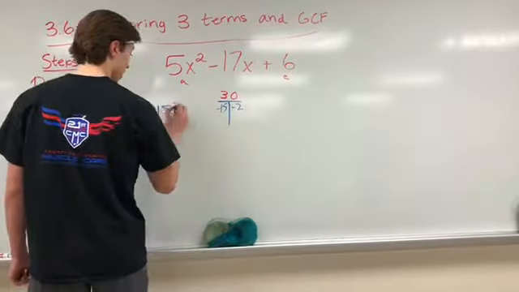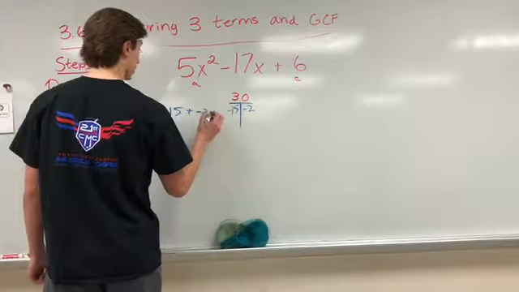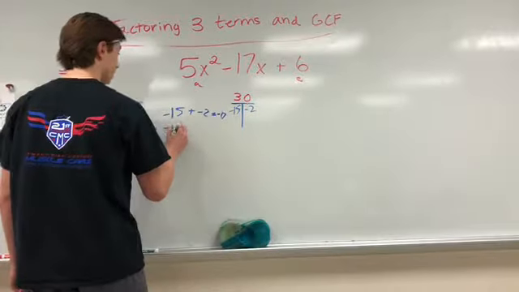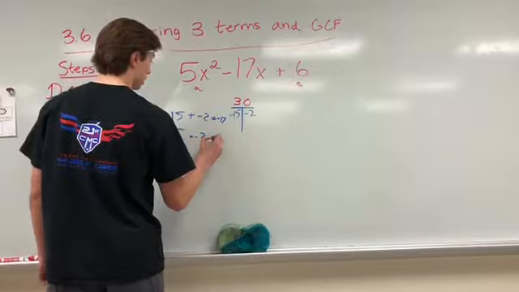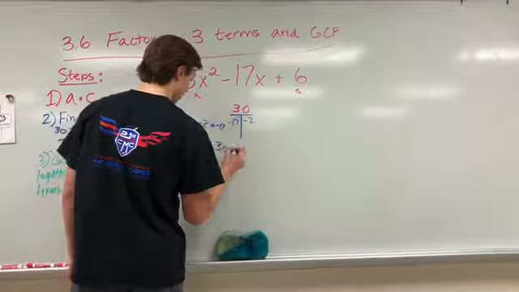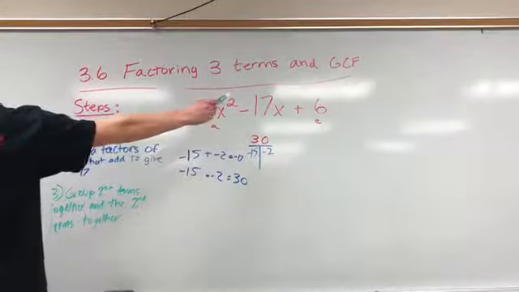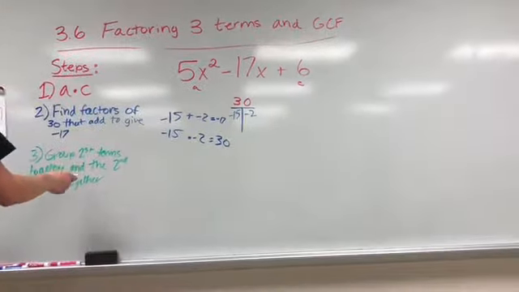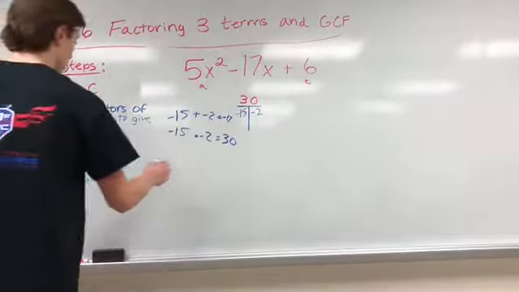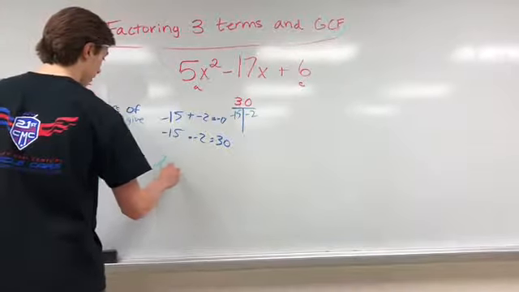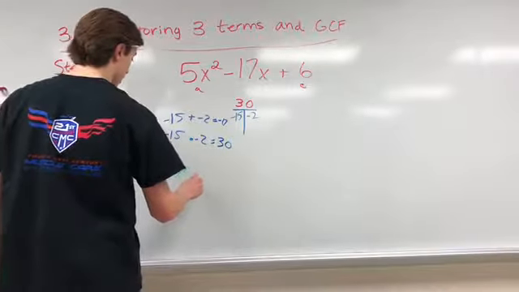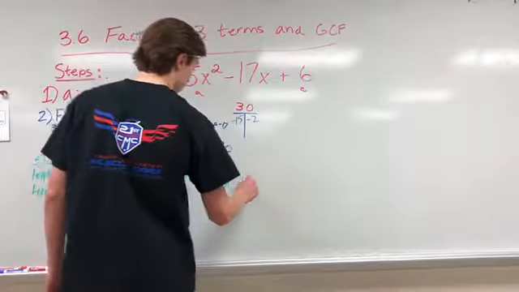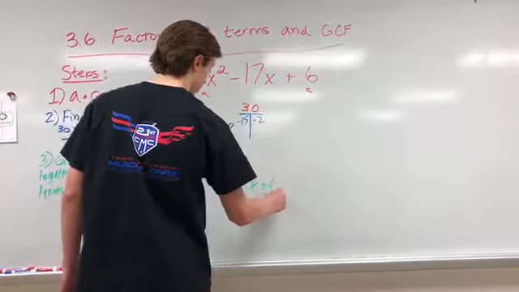Negative 15 plus negative 2 equals negative 17. And negative 15 times negative 2 equals 30. Splitting the b will give us two terms, therefore making us able to group the first terms together and the second terms together. So from this step, we get 5x squared minus 15x and negative 2x plus 6.